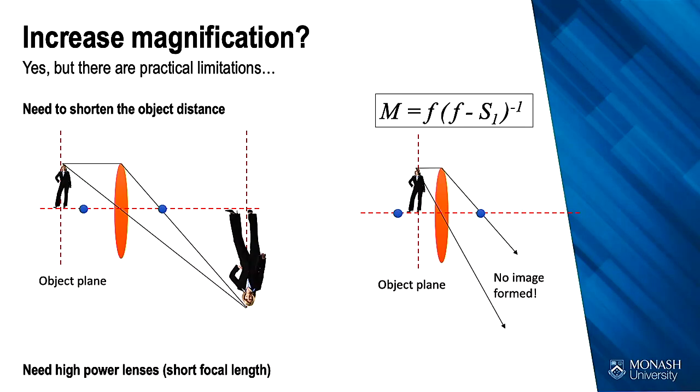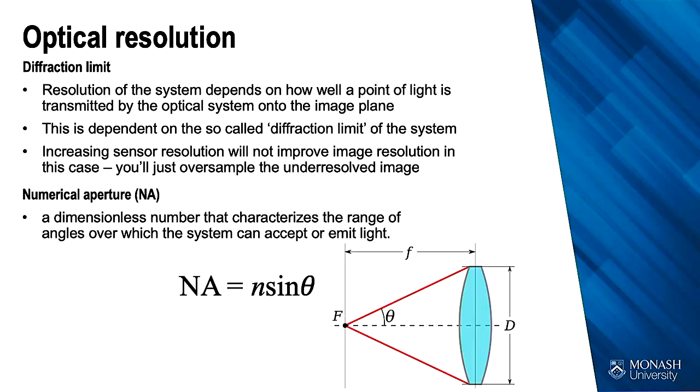Okay. So that's one side of the limit of resolution, your sensor. So what about the other side, optical resolution? And this relates to the lenses that you're using. There's this thing called the diffraction limit.